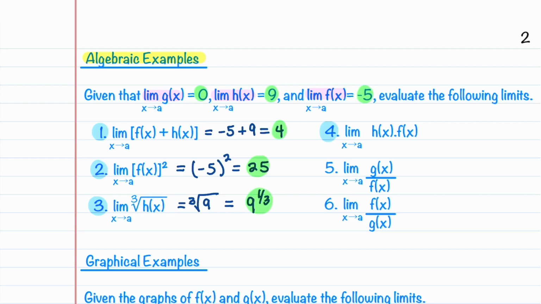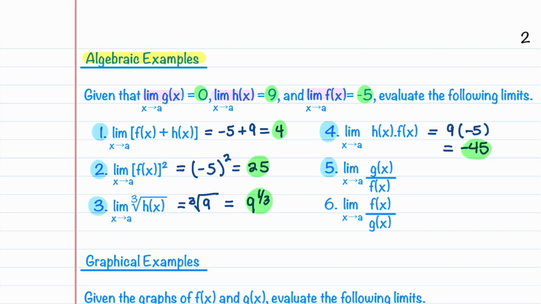Let's go to number 4. For this limit, we're going to use the product law. So we're going to take the limit of h of x as x approaches a, which is 9, and multiply it by the limit of f of x as x approaches a, which is minus 5, and we get an answer of minus 45. I hope that you're getting the hang of this.